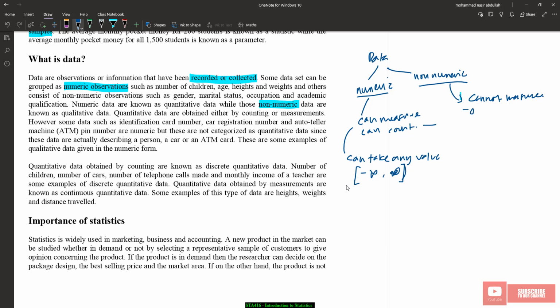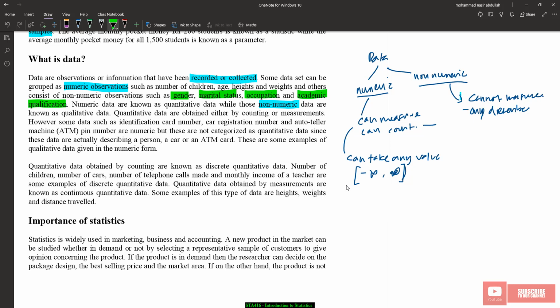We can only describe the characteristics, such as, let's give an example. If we look here, example is gender, marital status, occupation, academic qualification. This is all examples of qualitative non-numerical data. Non-numerical data, something that we cannot measure, but we can describe it. Right? It will not give us a value.